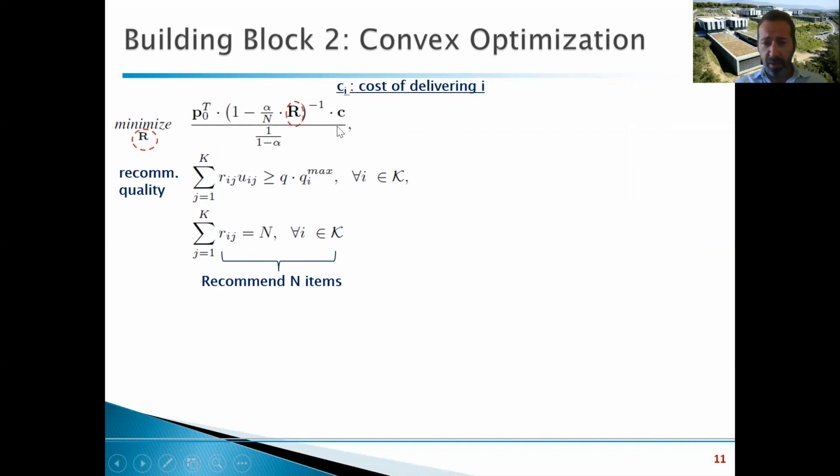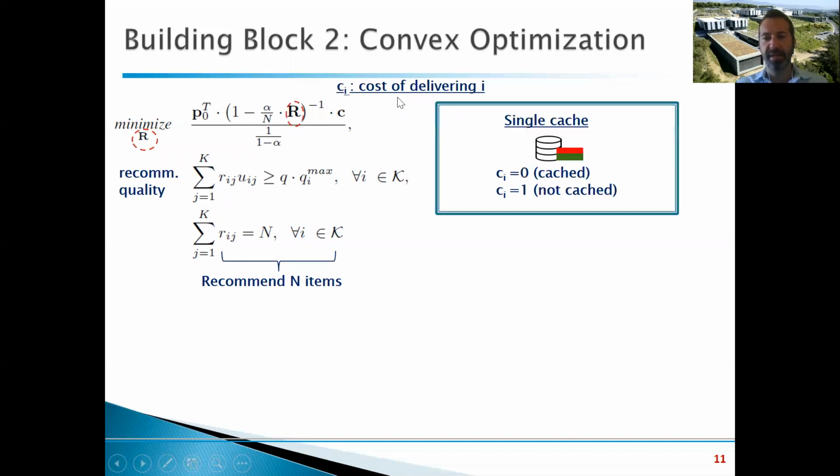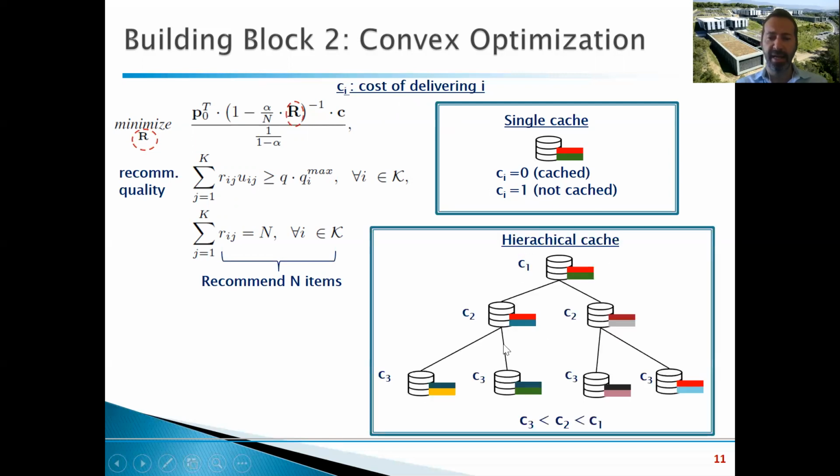So what is this C here? This basic problem is saying, if you figure out this recommendation, what you want to do is to make sure that the expected cost of a session is small, and this C_i is the cost of delivering content i. And this is actually fairly generic, right? For example, if I had a single cache, I could have set C_i equal to 0 if the content is cached and 1 if it's not cached. If I have a hierarchical cache, then I could assign different costs according to the level of the cache. But in fact, the C_i could come from other sources as well. It might relate to monetary cost, congestion, all sorts of things, right? It does not just have to be caching.